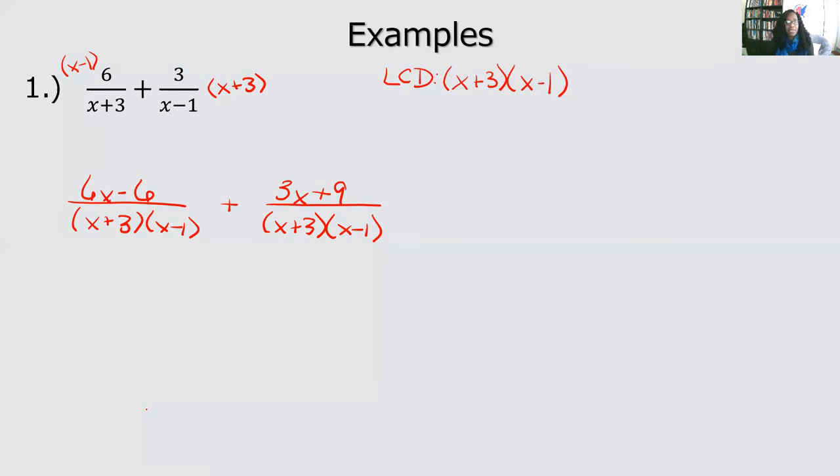So now we have the same denominator. So we're going to focus solely on the numerator. We're going to combine like terms. So I got my x plus 3 and my x minus 1. Now let's combine like terms. So we have 6x plus 3x. That gives me 9x. And then we have a negative 6 plus 9. Different signs, so that means we are subtracting. And we're taking the sign of our largest value, which is 9. So it's going to be a positive 3.